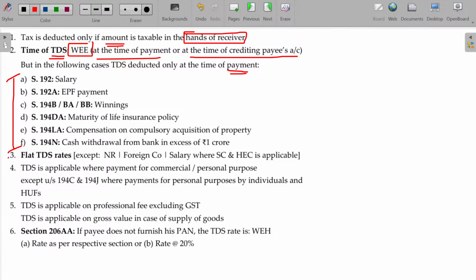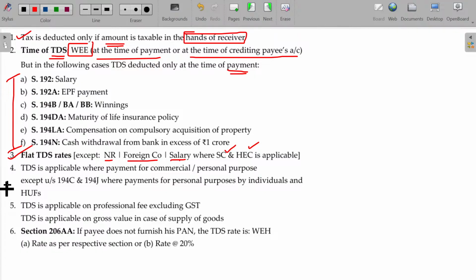And flat TDS rate is applicable. Already I told you, flat TDS rate. Sir, will there be any surcharge and health and education cess apart from this rate? No, only that rate is deducted and deposited. Except salary. In case of salary, surcharge as well as health and education cess are also applicable. And if you are making any payment to outside India, non-resident as well as foreign company, surcharge and health and education cess will be applicable. In all other cases, only the flat rate, whatever the rate mentioned in that particular section will be final. Okay.